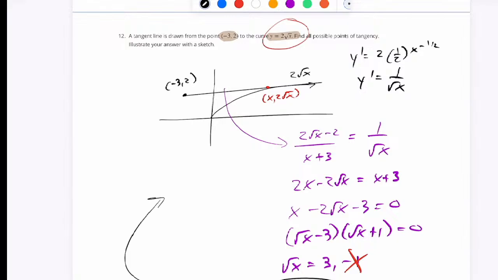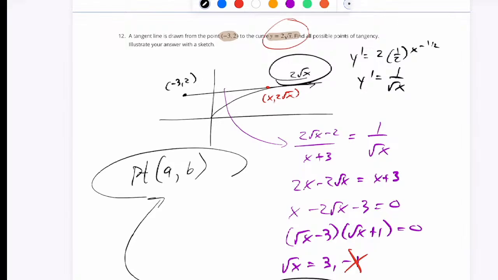So the only point of tangency is going to be x is 9. And if x is 9, if I sub it into here, you're going to get 9 and 6. That's the only point of tangency I'm getting. Sketching? I like only sketching to help you figure out the graph.